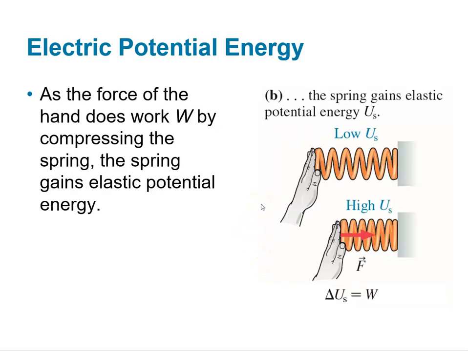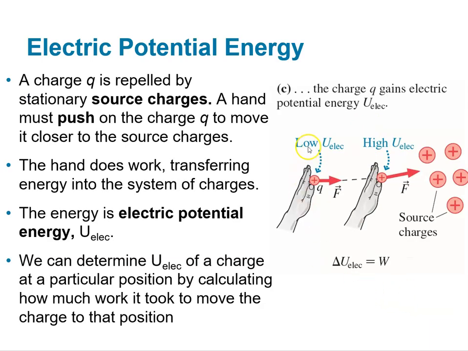We also looked at a spring, and as a hand does work on a spring to compress that spring, it gives it spring potential energy, which was 1/2 K times X. I think 1/2 K times X squared, I mean. So now we're going to look at how we can apply that concept of giving something energy by moving it through a certain distance, which is what work is, force times distance. We're going to apply that to electricity.